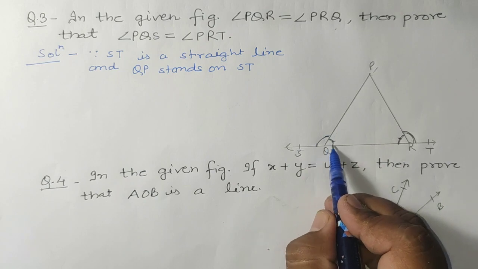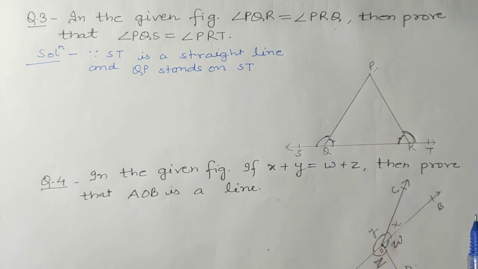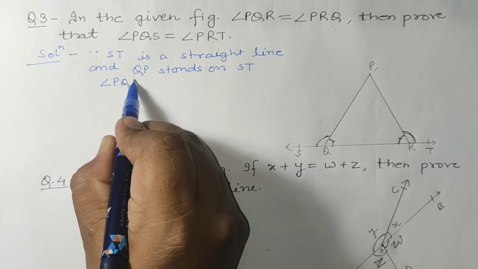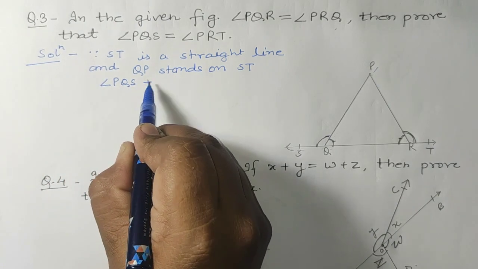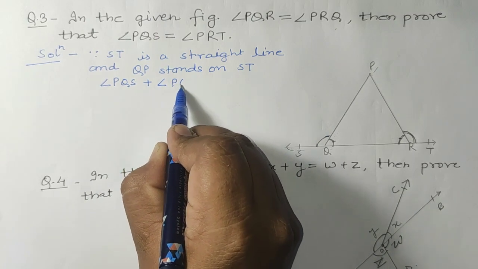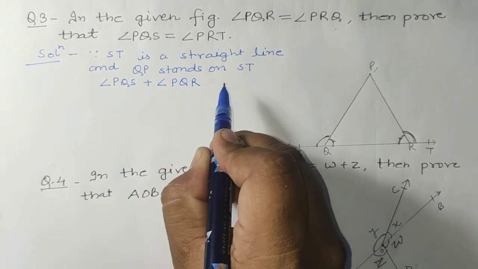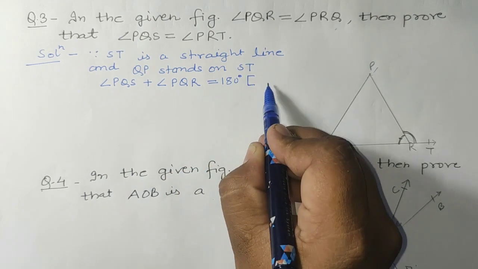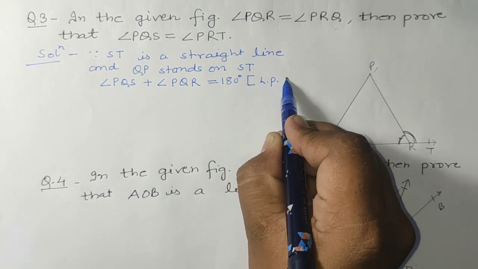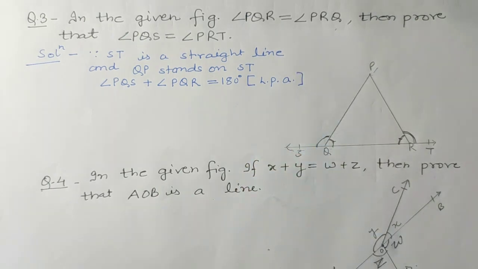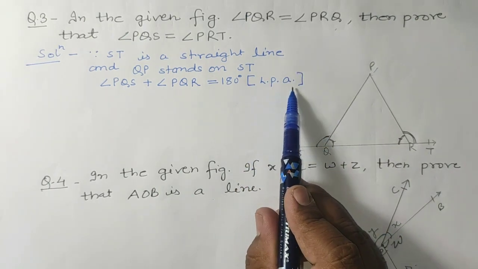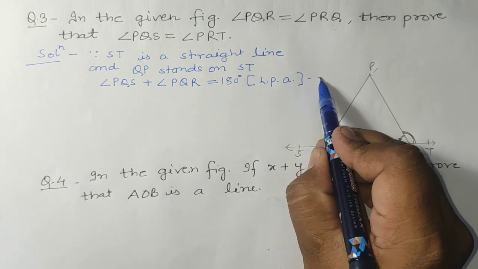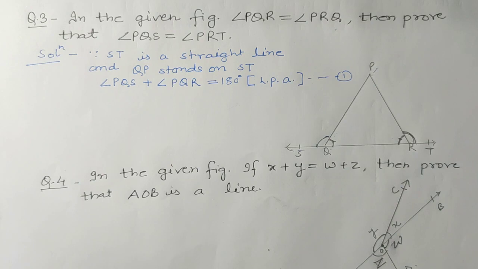180 degrees. So here we will write that angle PQS plus angle PQR is equal to 180 degrees. The reason behind it is the linear pair axiom. In the fair copy you will write it in the full form, linear pair axiom. Suppose this is your equation number 1.